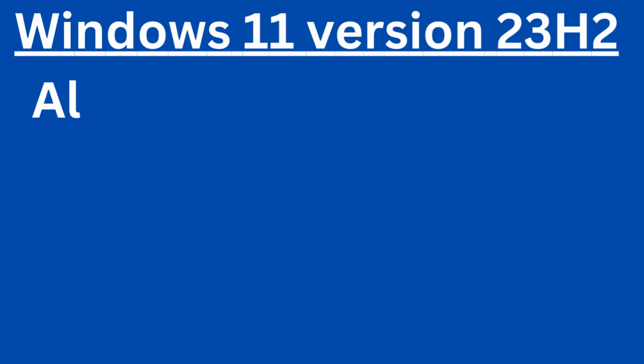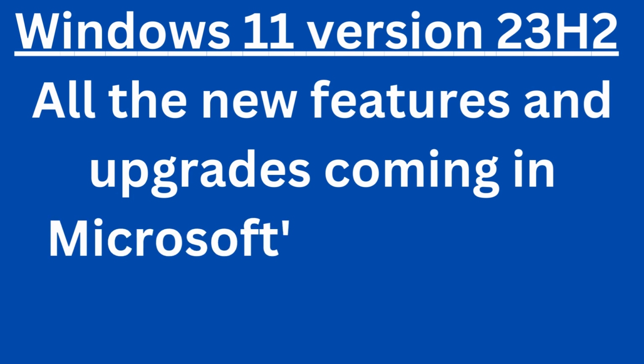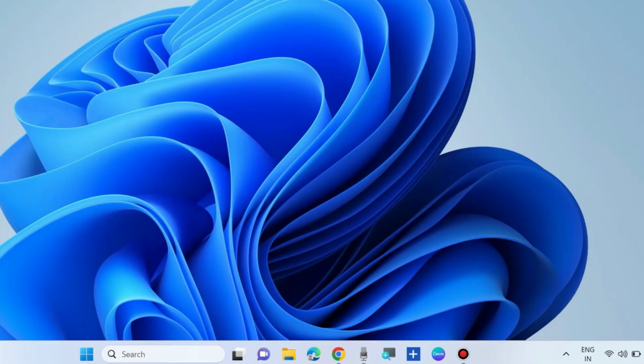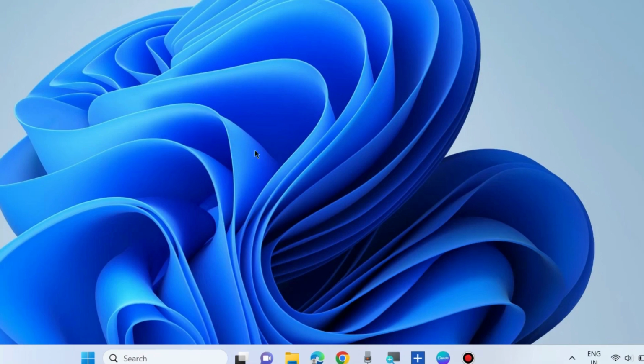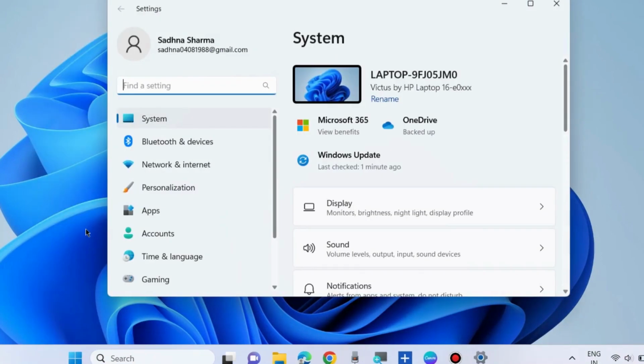Windows 11 version 23H2: all the new features and upgrades coming in Microsoft's next big operating system update. The next major version of Windows 11 is on the way, and we already have a pretty good idea of what's included when it launches this fall. Just like previous Windows 11 feature updates, the 23H2 release will be a free update for all existing Windows 11 users.